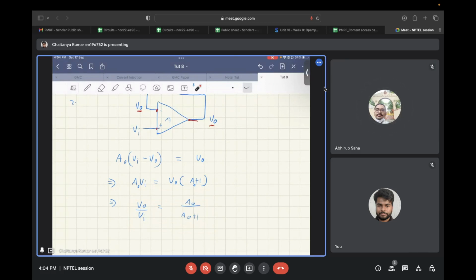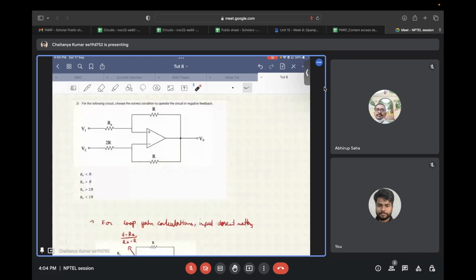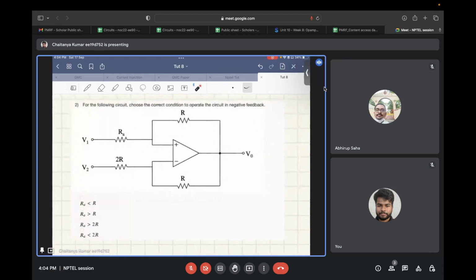No, sir. Okay, so let's move to the next question. In this question, you have feedback on both the negative terminal and the positive terminal. However, you need to find the condition between R and RA so that the overall op-amp remains in negative feedback. Please try it out.